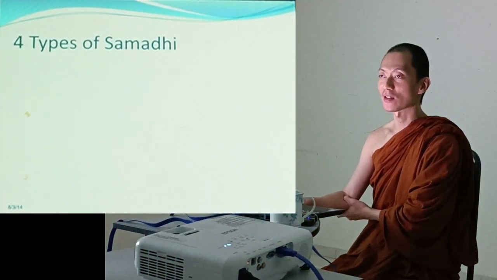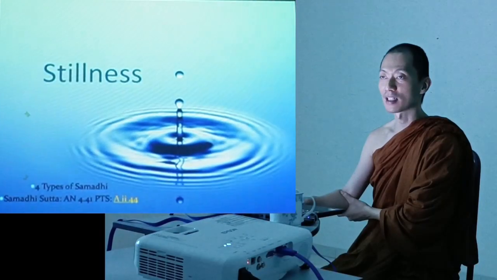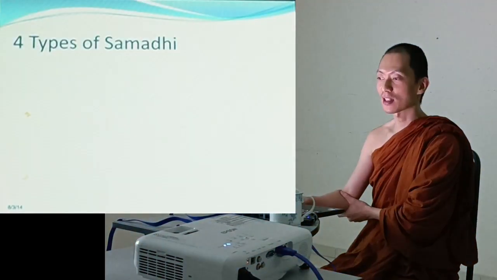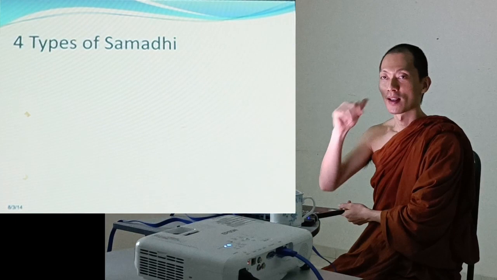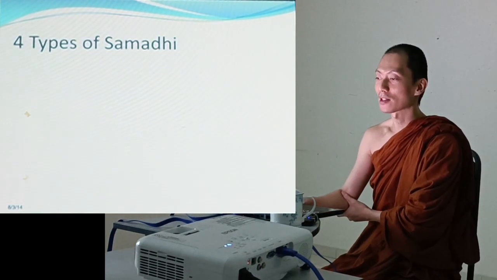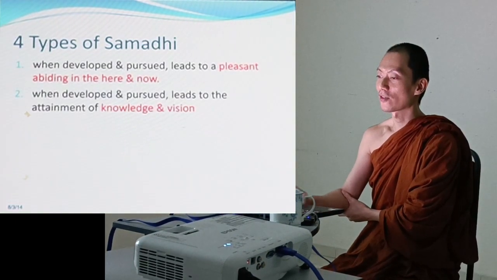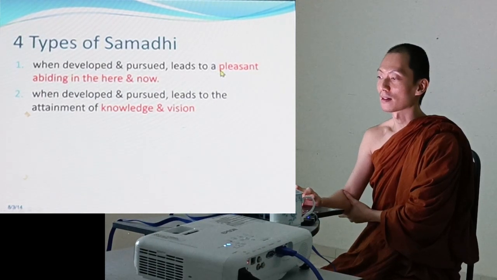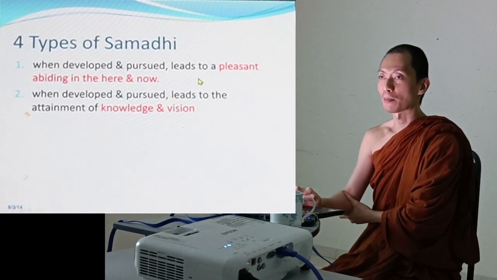There are 4 types of samadhis the Buddha mentioned in this particular sutta. These 4 samadhis are not the 4 jhanas. One of them is. The first one is that which leads to calmness and pleasantness.